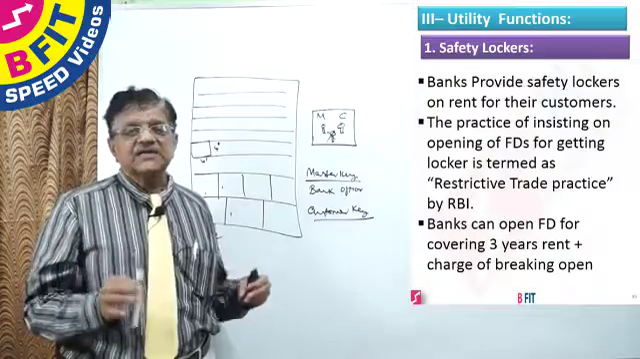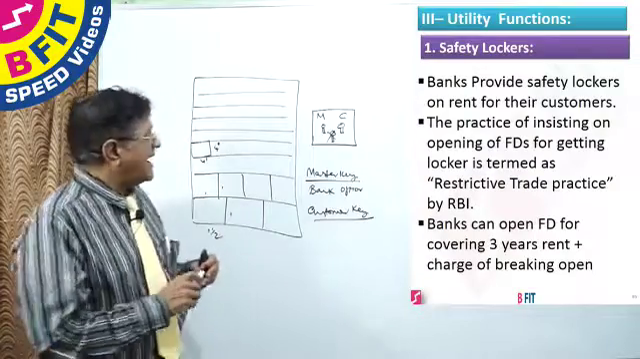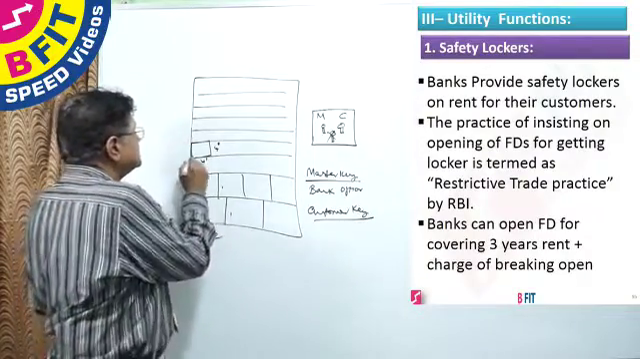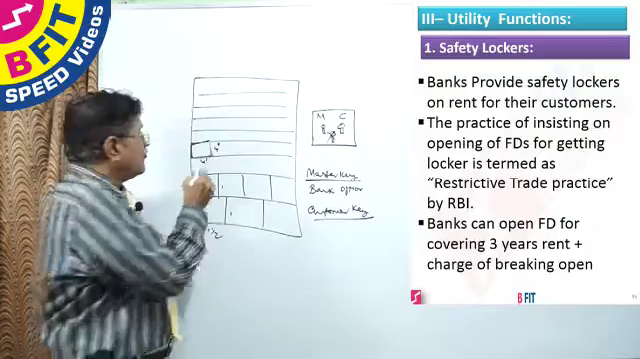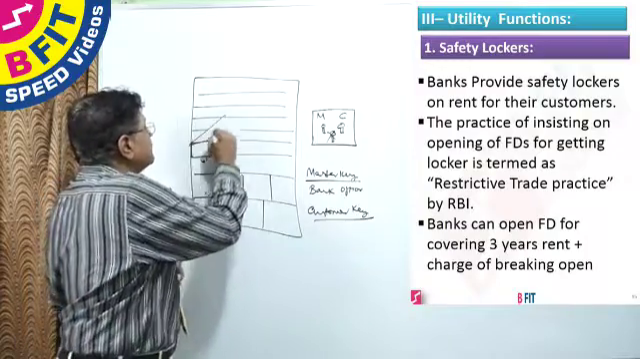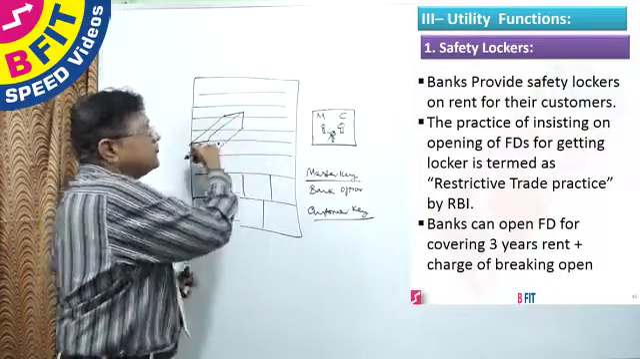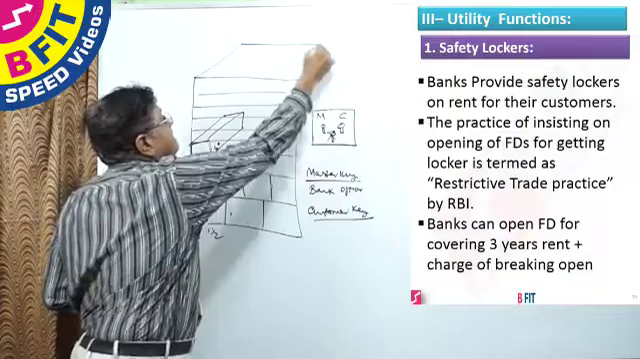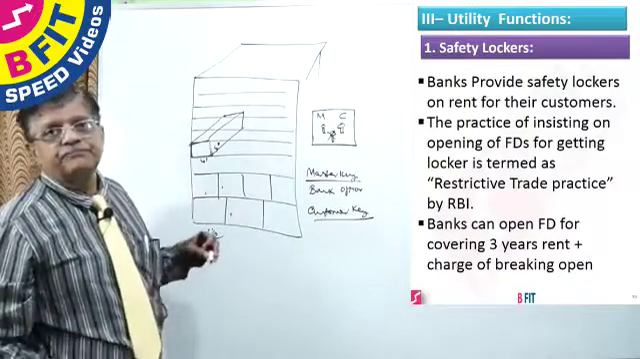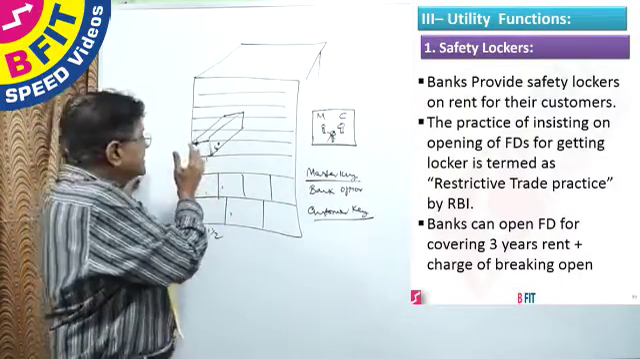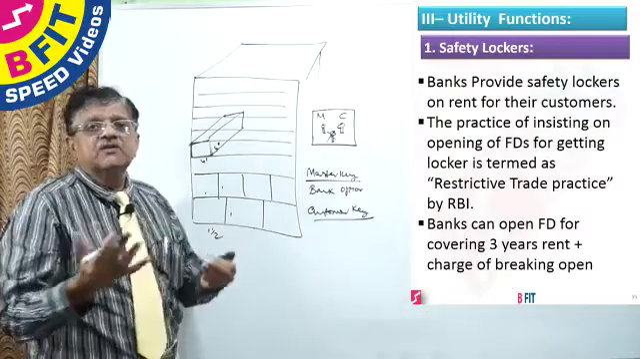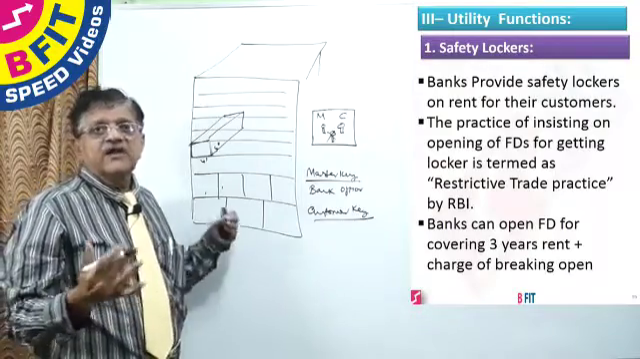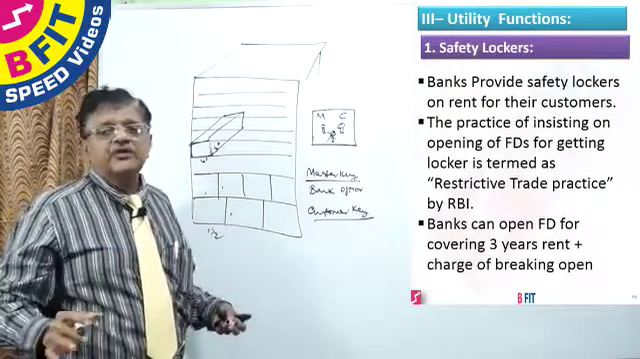As far as the bank is concerned, the bank's position is, bank is leasing this space of 4 inches by 4 inches by 1.5 feet, or 2 feet by 2 feet, as the case may be, as a lessor. What you keep inside is your business. Bank is not interested to know it. Bank is not a party to it.